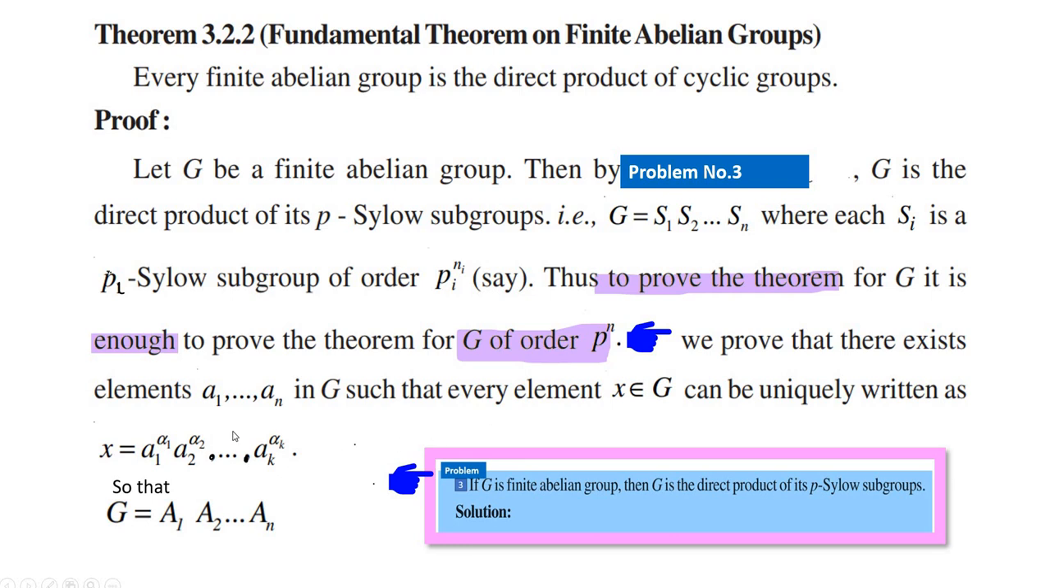a2, ..., ak in G such that every element x in G can be uniquely written as the product a1 power alpha 1, a2 power alpha 2, and so on, ak power alpha k, so that we can have G to be the direct product of A1, A2, and so on, Ak, where each Ai is generated by small ai.